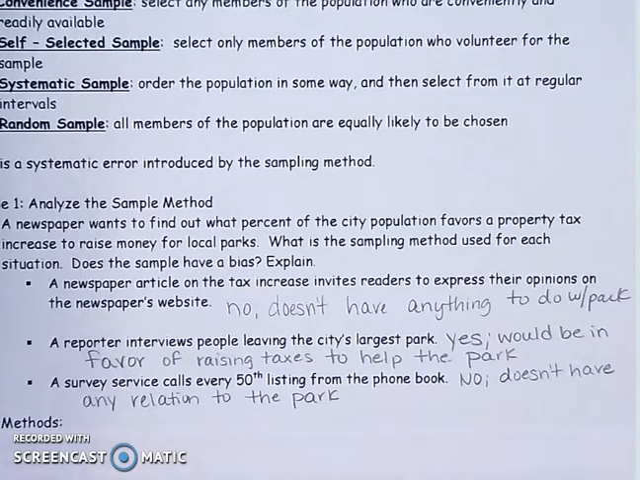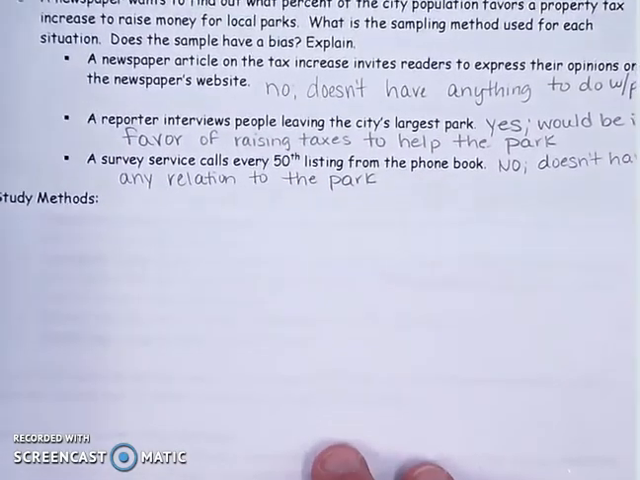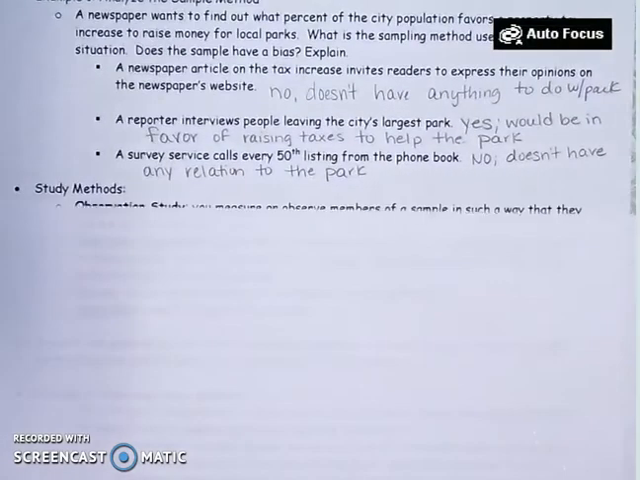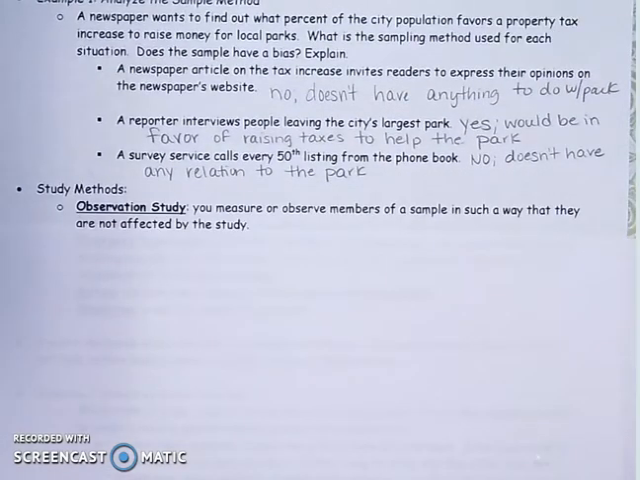Study methods. Once you have your sample, there are different ways to actually study that sample. One way is just to observe. You sit back, you measure things, and you just look at it. You're not affecting the study at all.